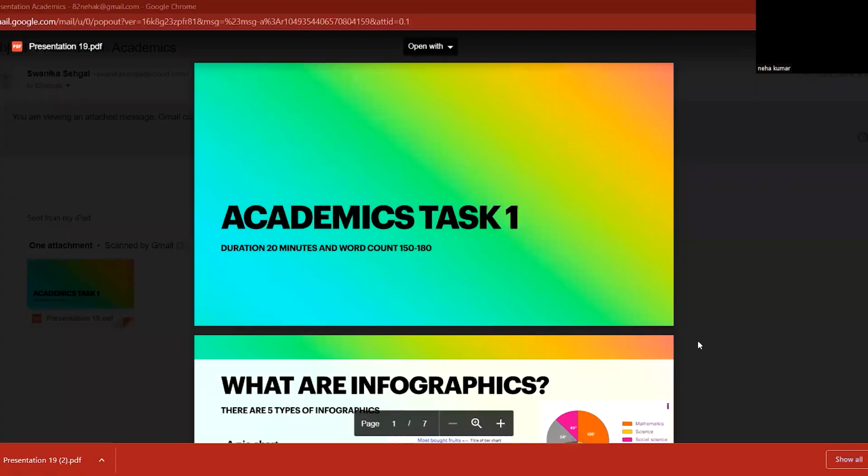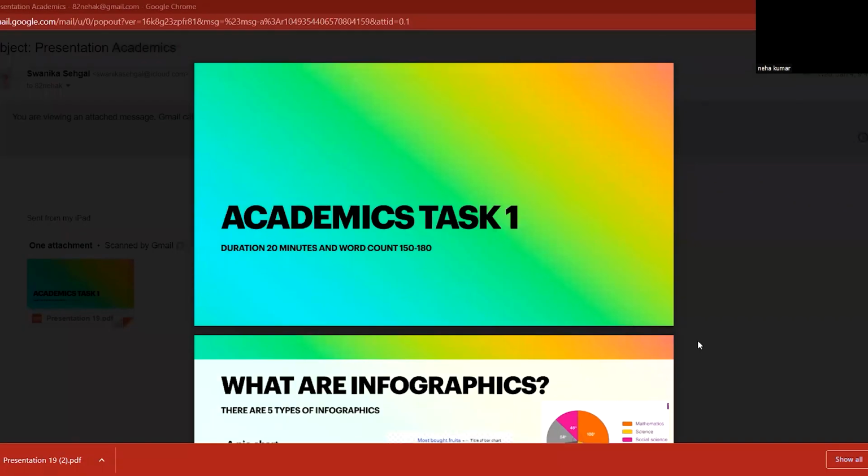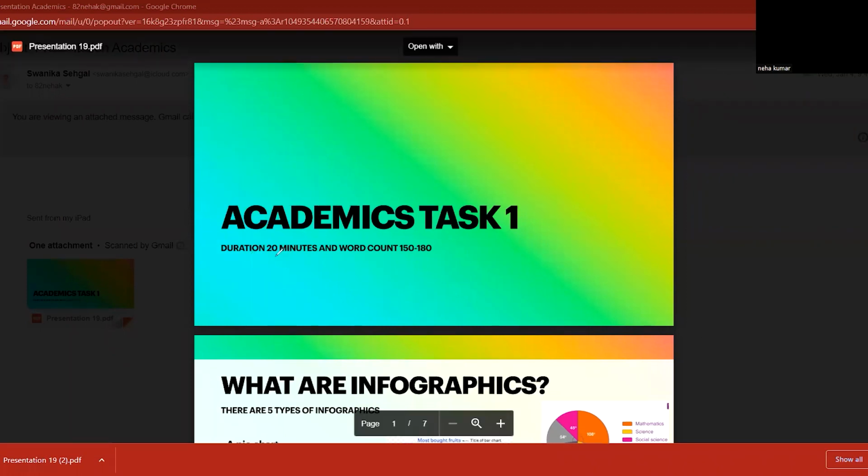Today we are going to talk about our first task in academic, which is report writing. The duration of the test is 20 minutes and the word count is 150 to 180 words. Make sure that you shouldn't write less than 150 and more than 180. What does academic task 1 consist of?